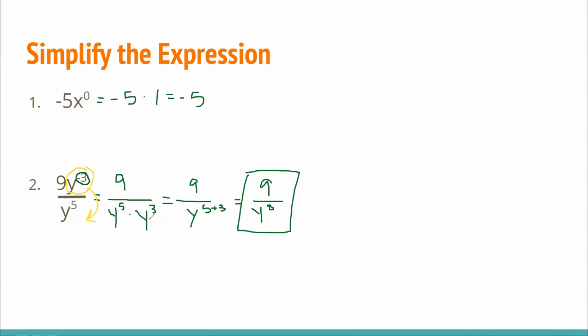From there, I know how to do this. Because there's 2 bases and 2 exponents, we're going to be adding our exponents. 5 plus 3 gives me an 8, so I've got 9 over y to the 8th. The 9 stayed because there was nothing I could do with it. That y to the 5th stayed because it did not have a negative exponent. It just stays on the bottom there.